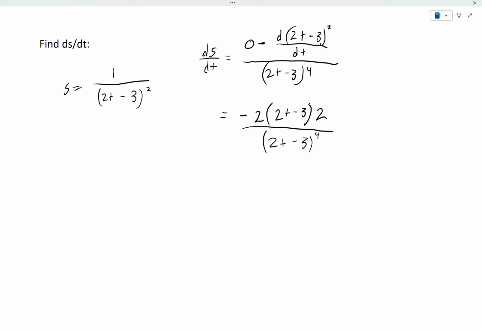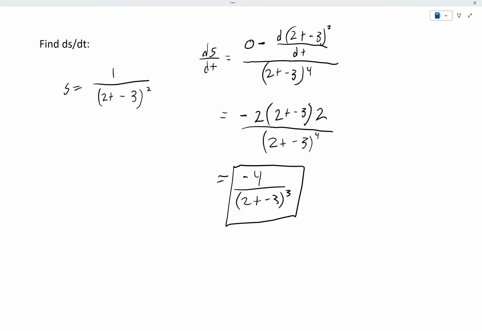So now this can be simplified a little bit. We have a 2t minus 3 in both the top and bottom here, so that can cancel out. So we're left with negative 4 all over 2t minus 3 to the 3rd power now. And that doesn't simplify anymore, so this is our final answer.